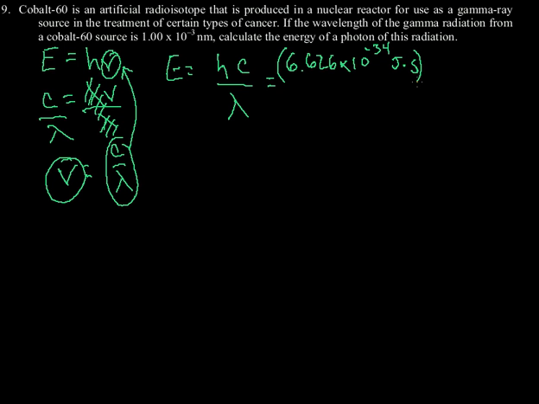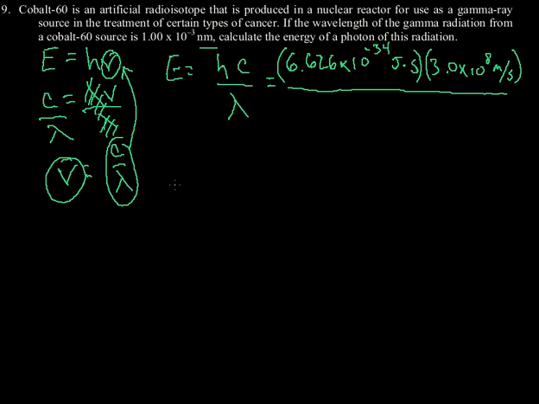And we know what our speed of light is. That's 3.0 times 10 to the 8th meters per second. And we also know what our wavelength is. Our wavelength is 1 times 10 to the negative third nanometers. Oh, nanometers there, but meters here. They don't jive. So we've got to convert one into the other.